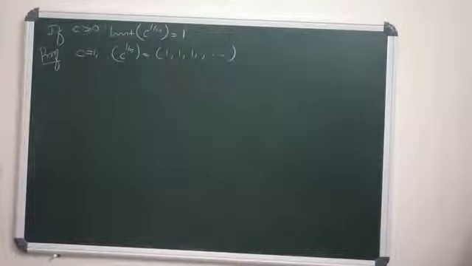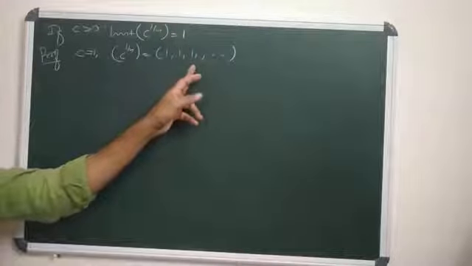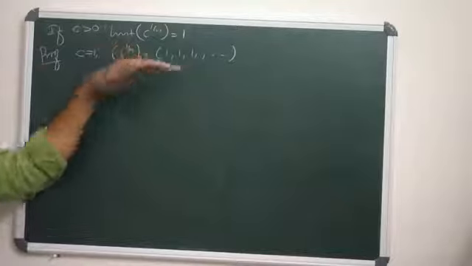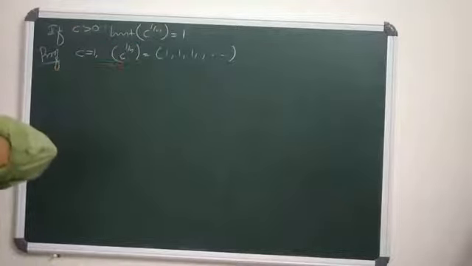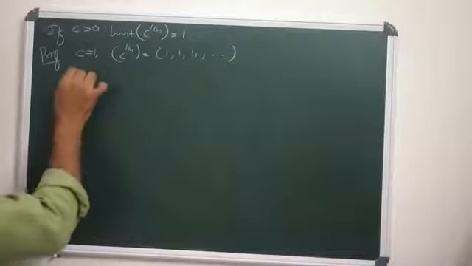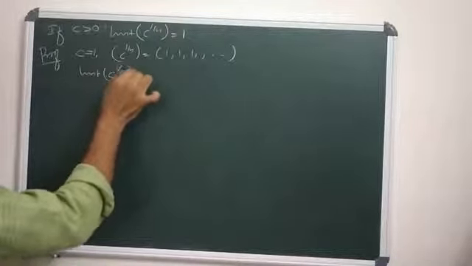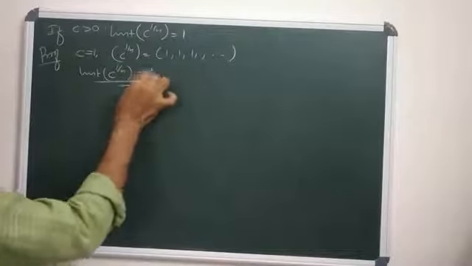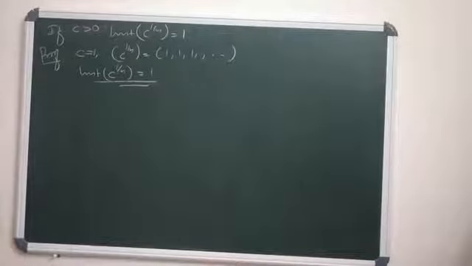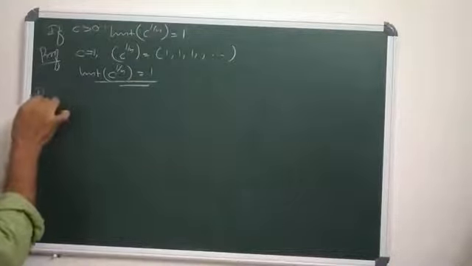Means the range of that sequence is nothing but the singleton set {1}. It's a constant sequence. Therefore, the limit of that sequence is 1. When c equals 1, the limit is immediate, so the result is immediate: limit of c power 1 by n equals 1. Okay, second case.